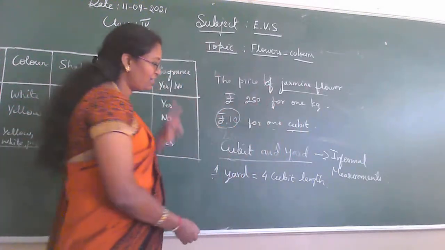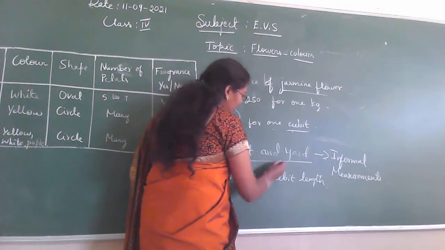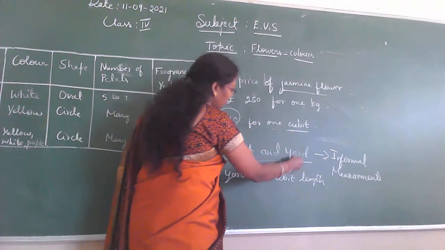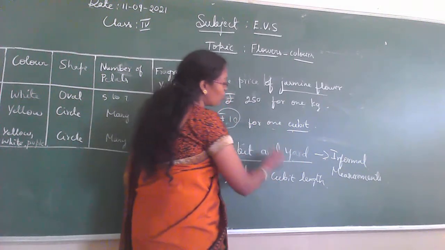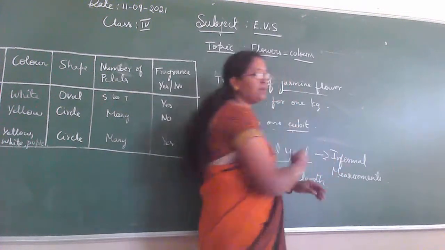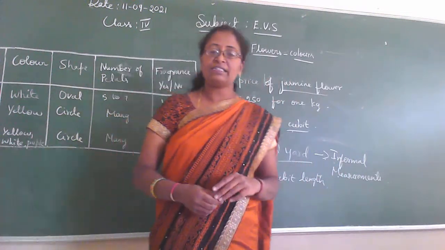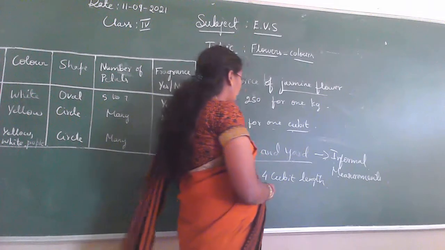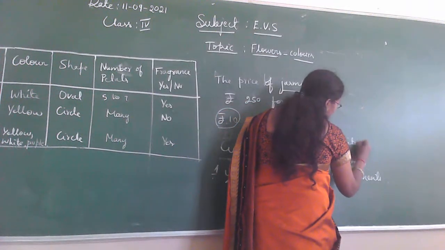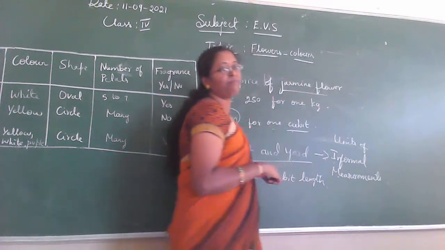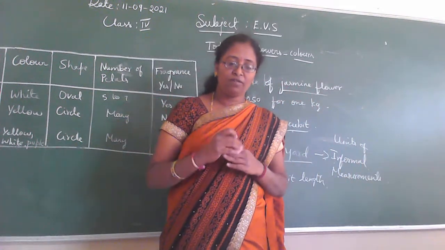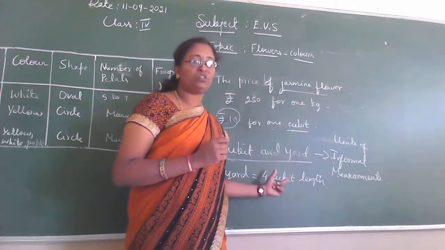So here cubit is smaller than the yard. What does it show? Cubit is smaller than the yard. That's why 1 yard is equal to 4 cubit length. And these are all called informal measurements. What are they? These are the units of cubit and yard. They are units of informal measurements. So the people who sell flowers use these measurements.